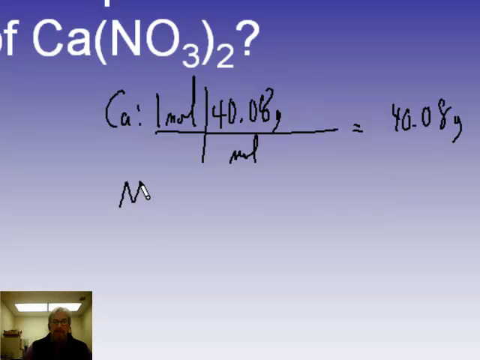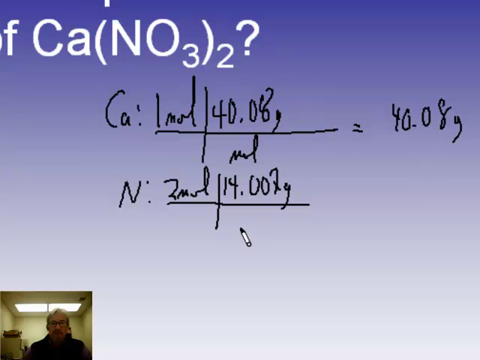Nitrogen. Well, the parentheses around NO3 means that everything inside the bracket is doubled because there's a subscript 2 after it. So that means we have 2 moles of nitrogen here. Nitrogen's molar mass is 14.007 grams per mole off the periodic table. When I double 14.007, I get 28.014 grams.